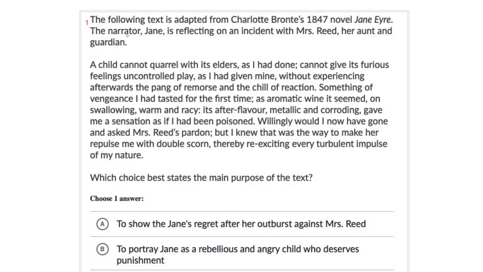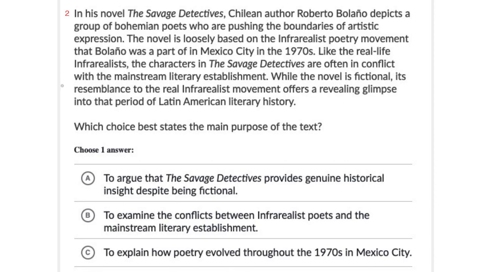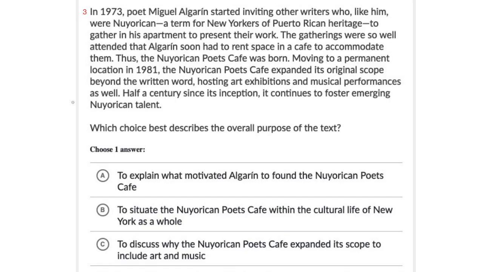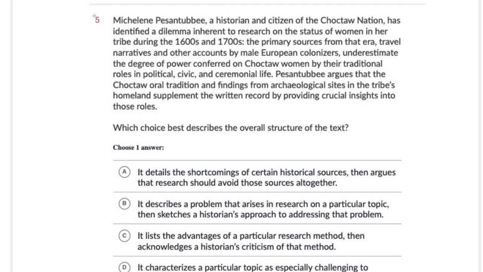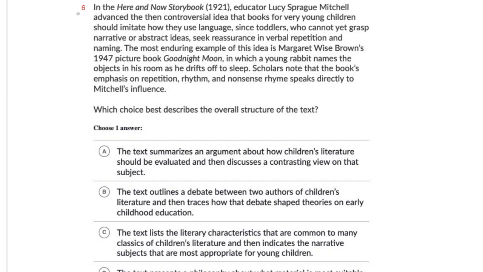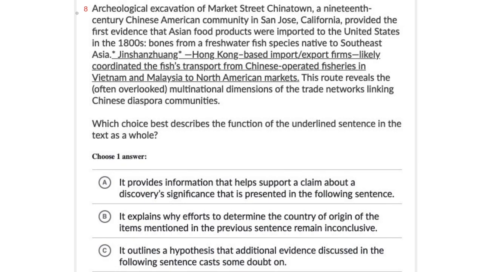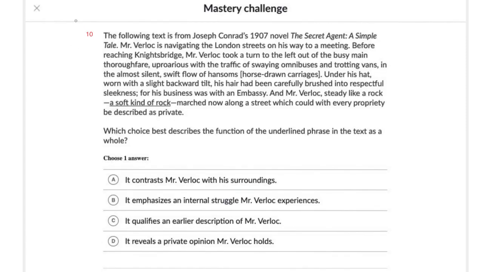So here we have the text structure and purpose questions as they are categorized by the Khan Academy and College Board. Also includes questions about functions of underlined sentences. But to preview the questions, we've got this one, this one, this one. So several that ask about the main purpose. Then we get into the overall structure. Again, the overall structure. Again, the overall structure. And then onto the underlined sentences. And that is that. So 10 questions, and let's get to it here.